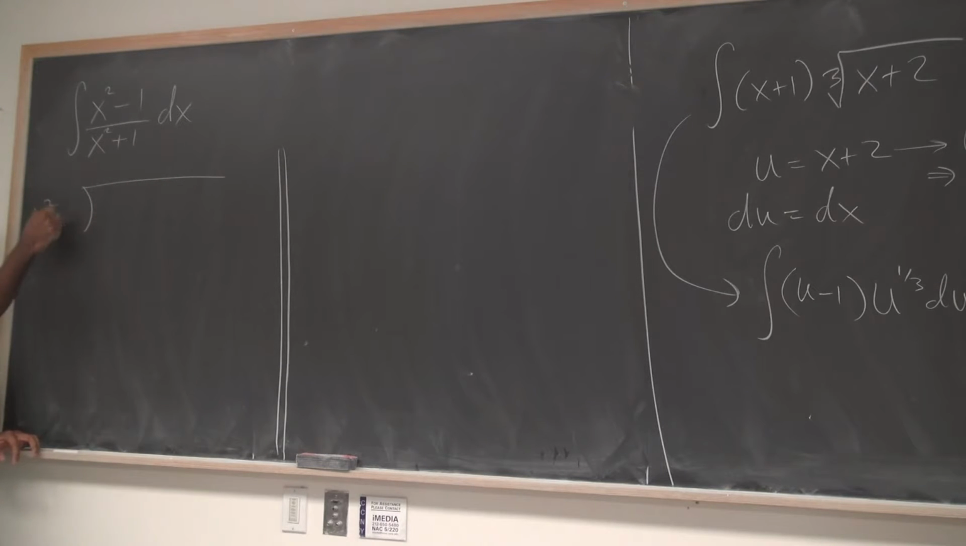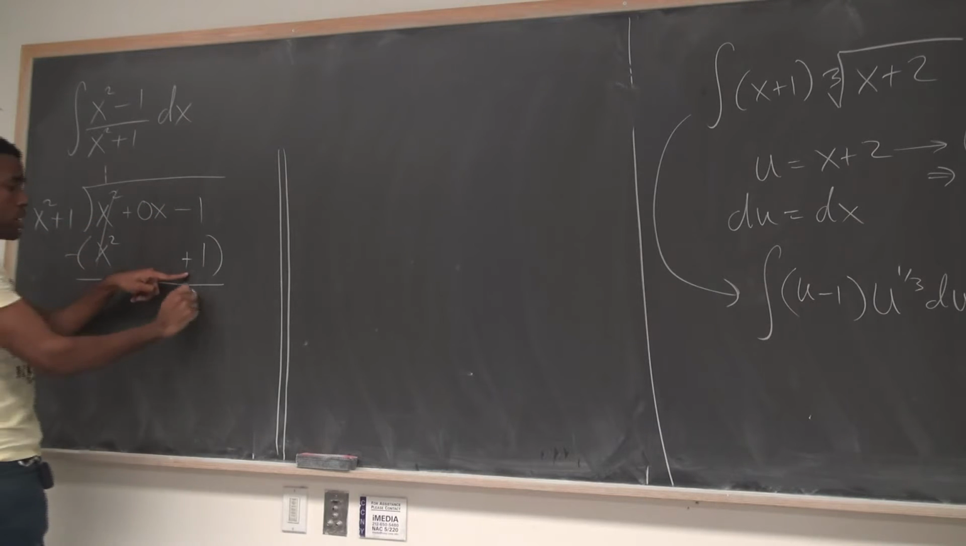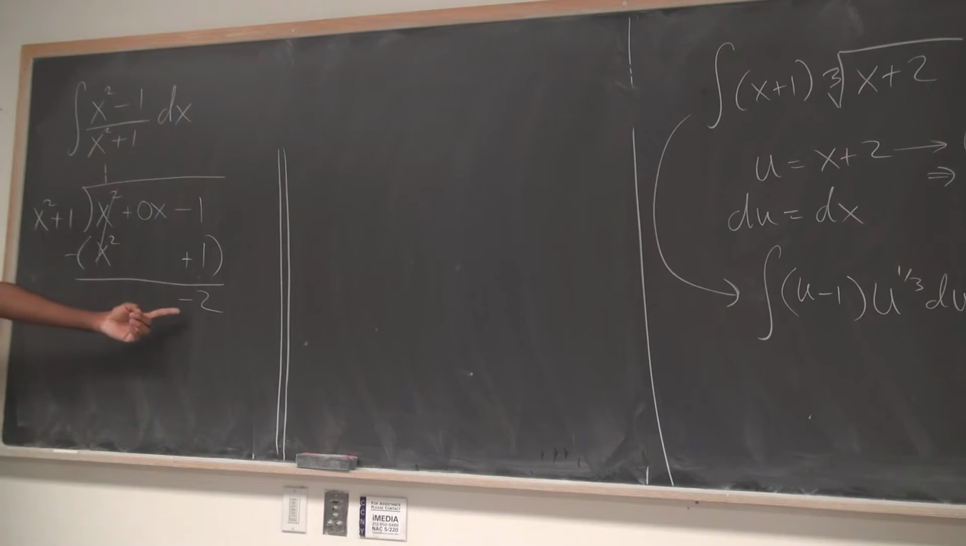So you have x squared plus 1 out here. You have x squared plus 0x minus 1. Remember, you need the placeholders. You need things to line up. Then you take the first term, it goes 1 times, and you multiply everyone here. 1 times x squared is x squared, 1 times 1 is 1, line it up and subtract. So this dies, you have minus 1, so you end up with minus 2. That's your remainder. X squared cannot go in there.